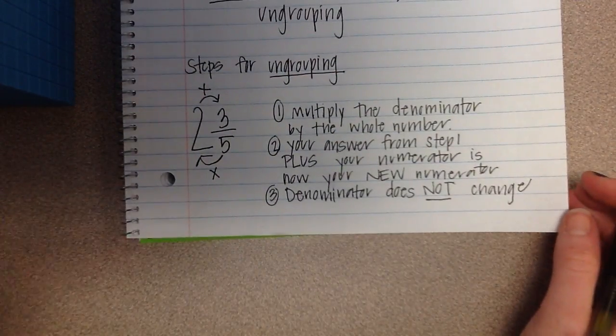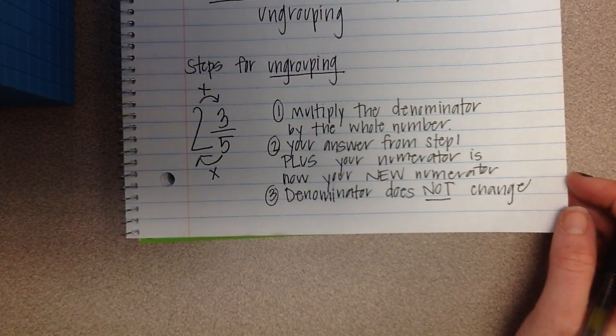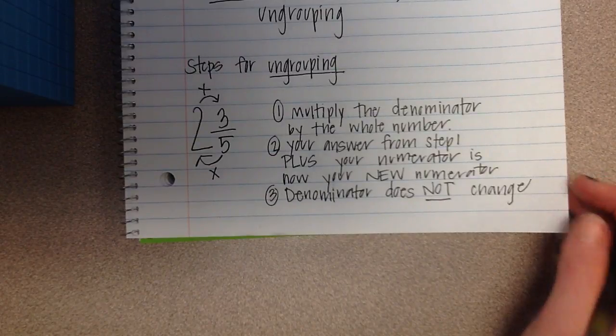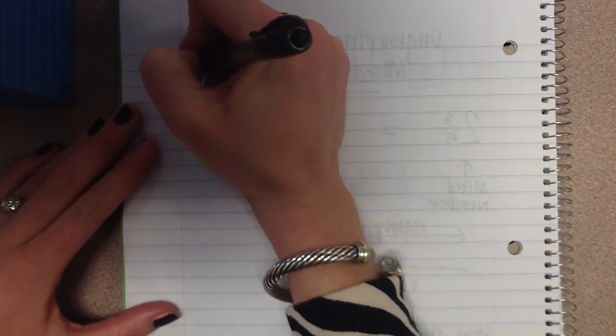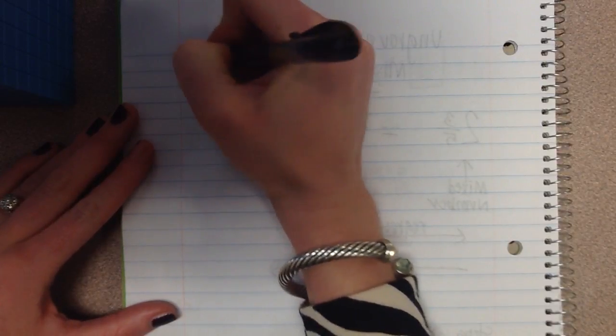This is super important because on the EOG, when you have gridded response, you are going to have to grid the answer in improper fraction form. Okay? Now, we're going to have to flip pages. And we're going to have regrouping.